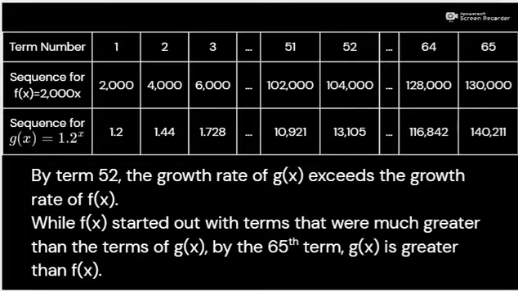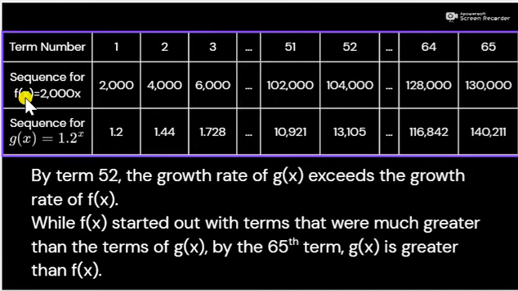So we're doing the same thing again. We're going to make a table with all of this information. Okay, it provides it for us. You don't have to sit there and make a table with 65 points on it. But the sequence for f of x, you can see it goes 2,000, 4,000, 6,000. Every time it's increasing by 2,000. 102 to 104, 128 to 130.